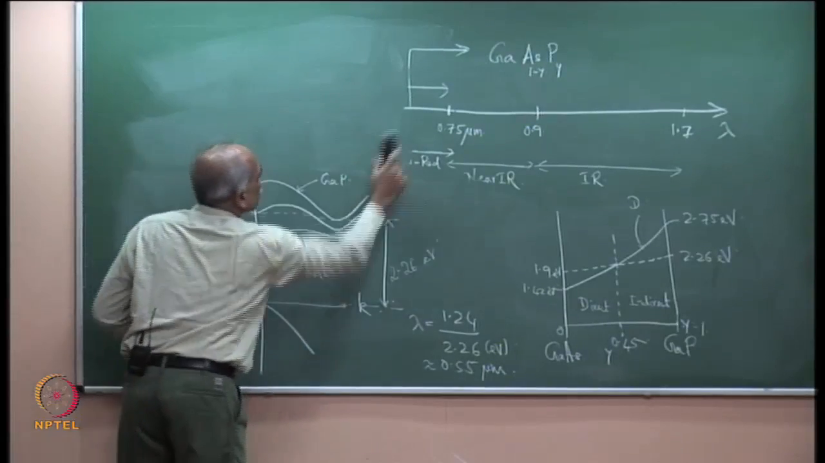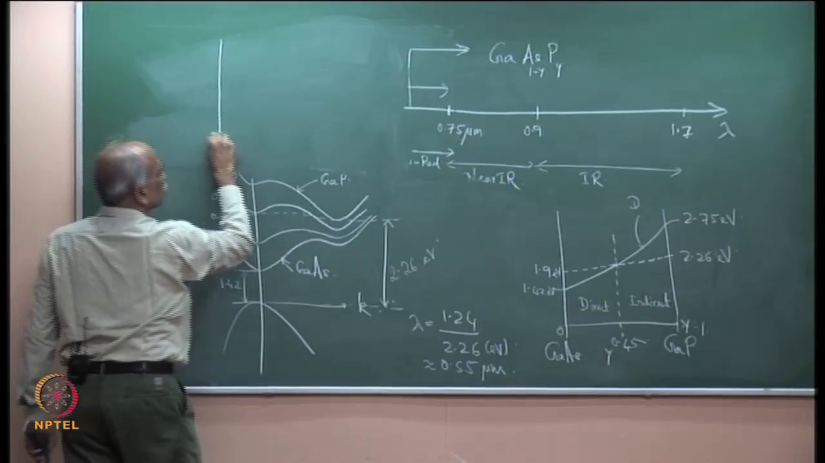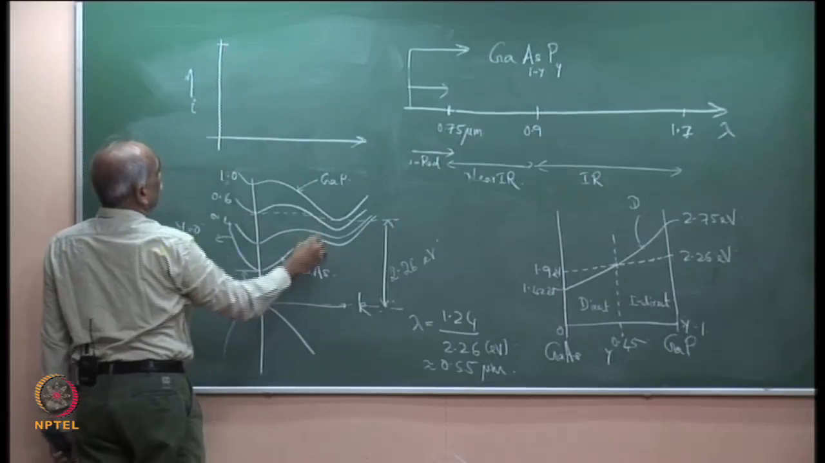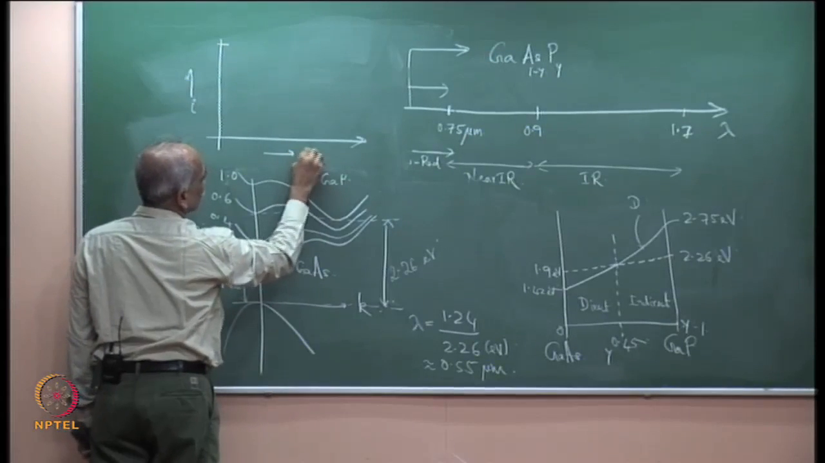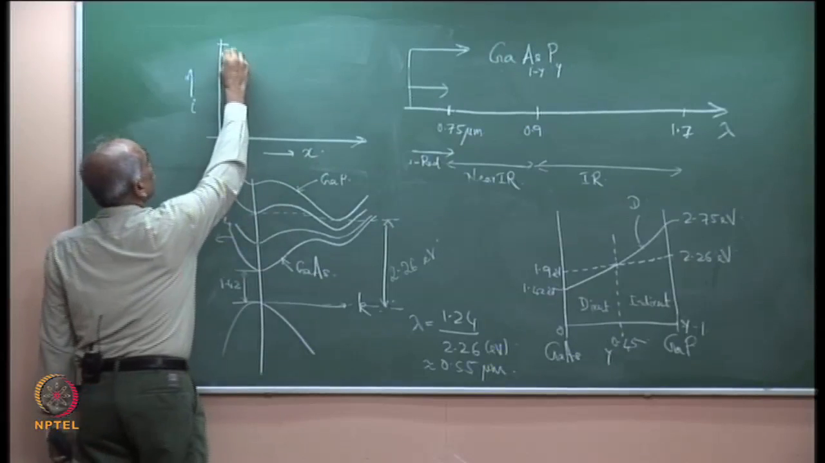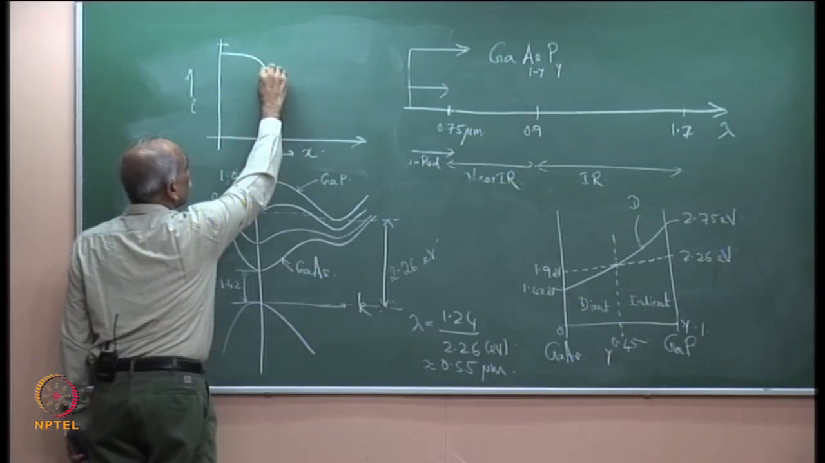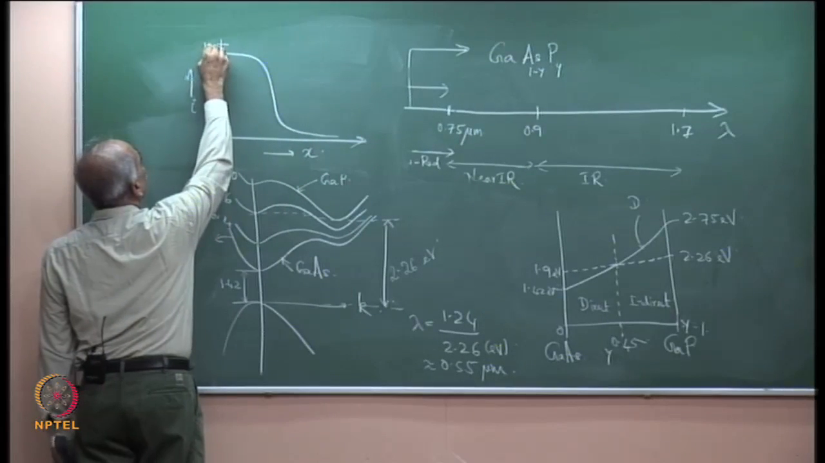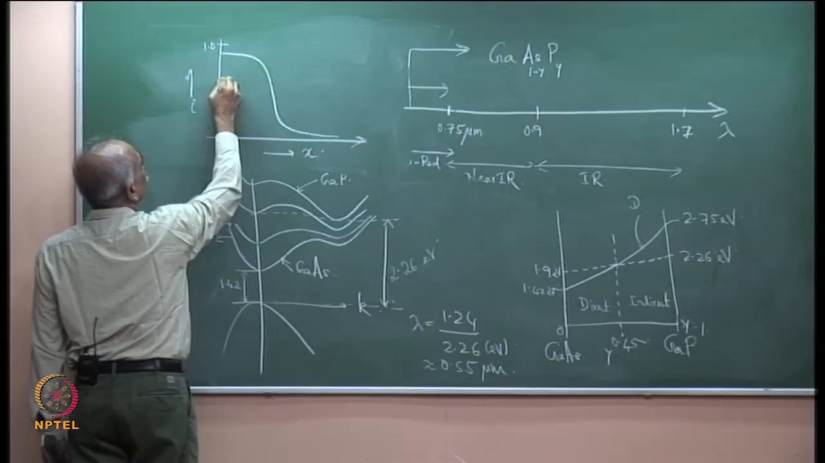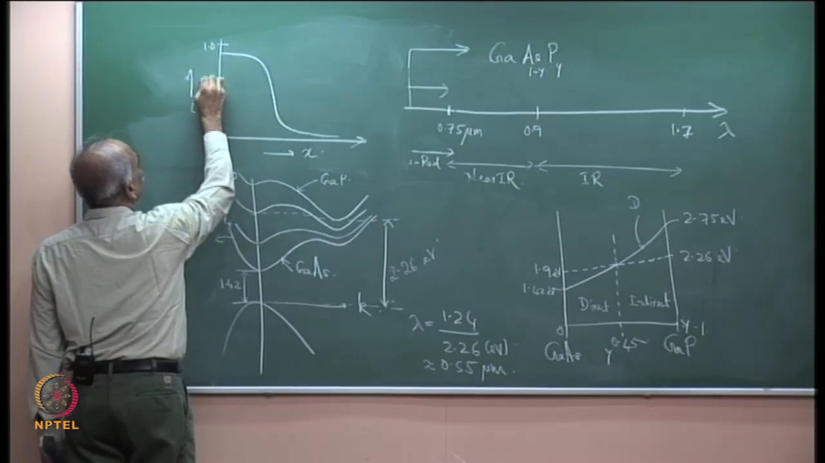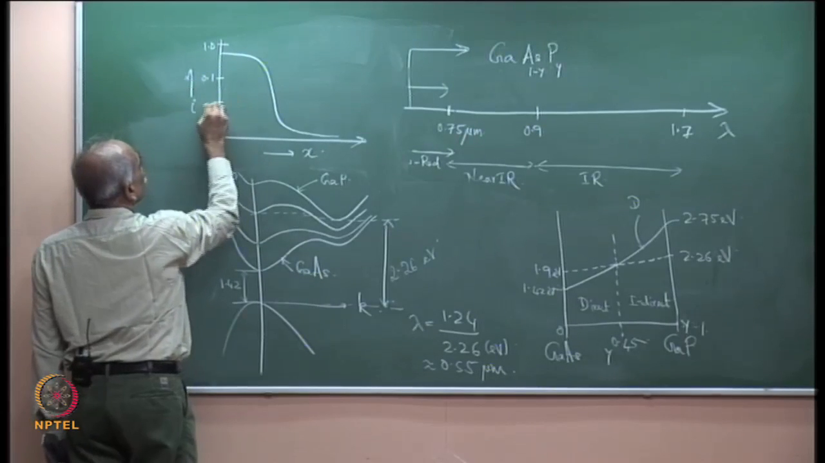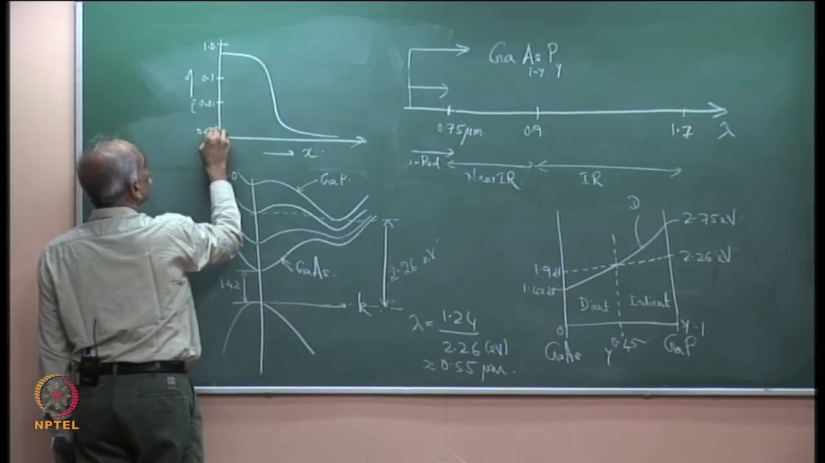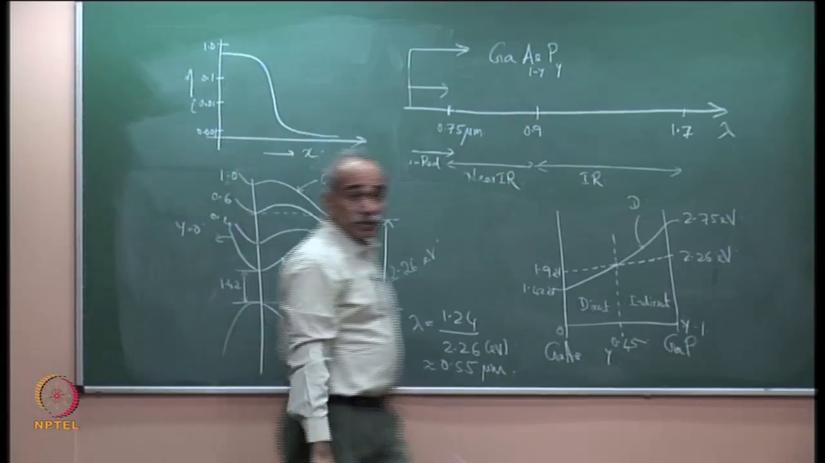The internal quantum efficiency, if you plot eta I, so here is a plot of eta I versus x. The eta I drops. The numbers here, you can see in the literature, are typically about 0.1, 0.01 and 0.001. This is eta I.